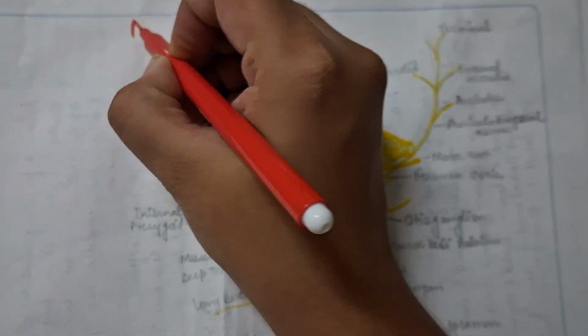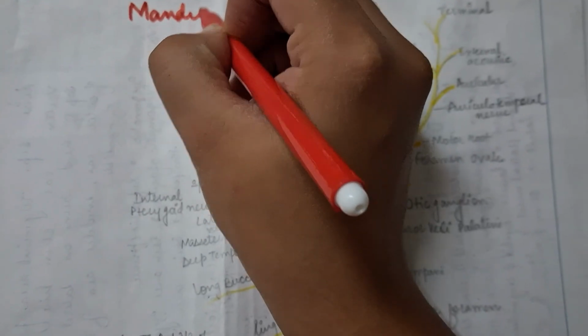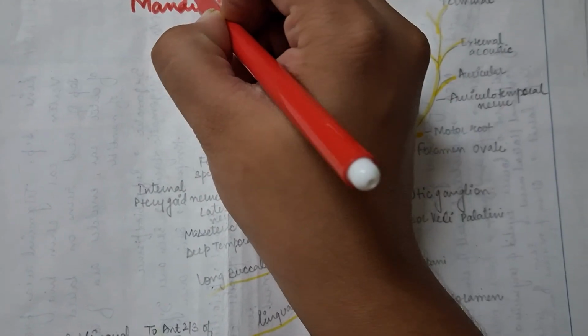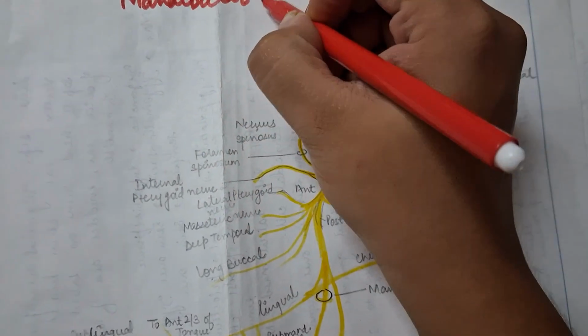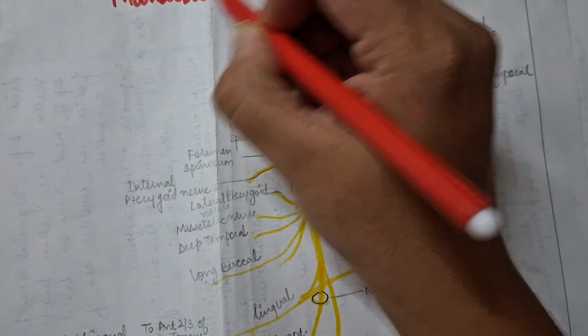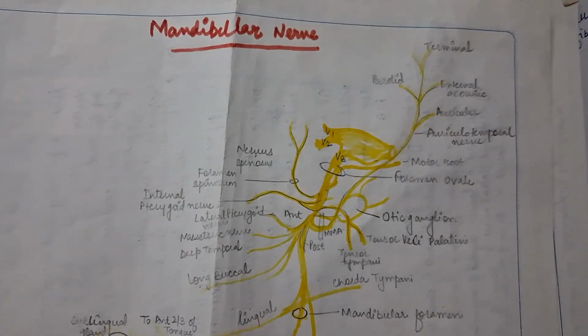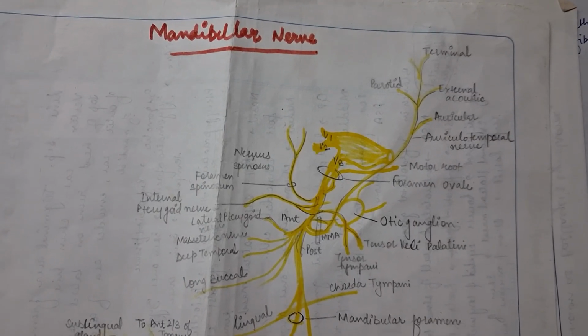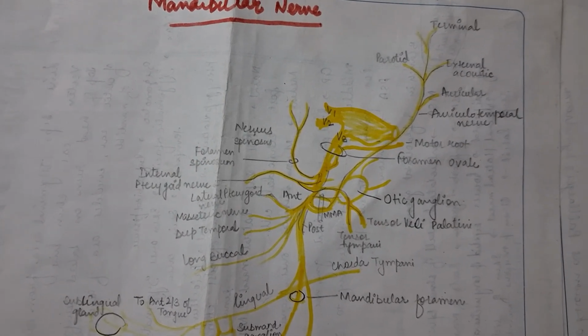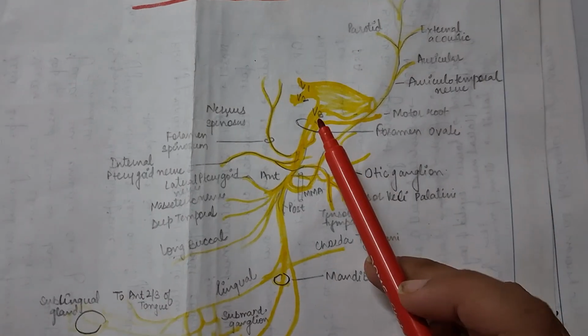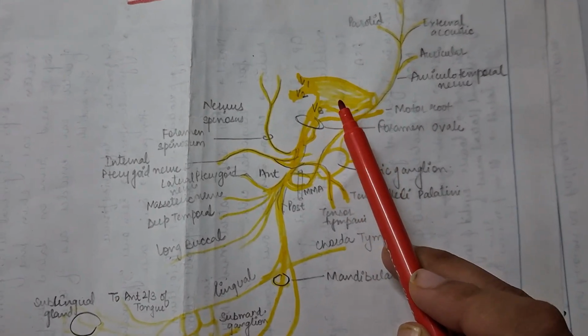So our next video will be on the mandibular nerve. Yes, mandibular nerve. It is the third branch of the trigeminal nerve. In the last two videos we have studied the first two branches of the trigeminal nerve, and today we will start with the mandibular nerve. The mandibular nerve is the third branch starting from the ganglion.